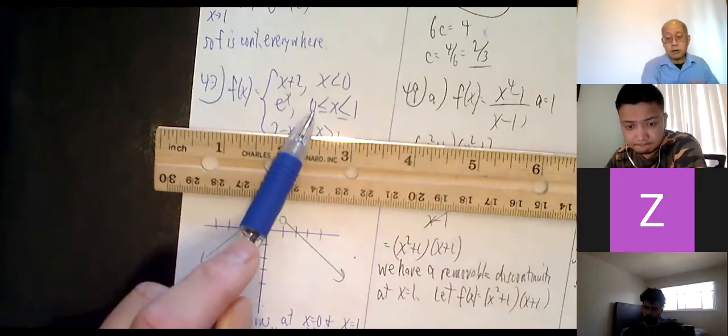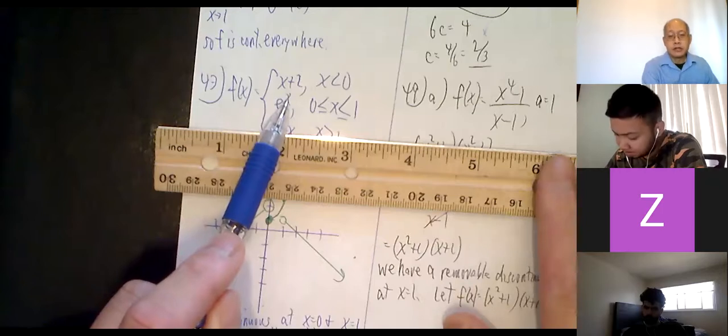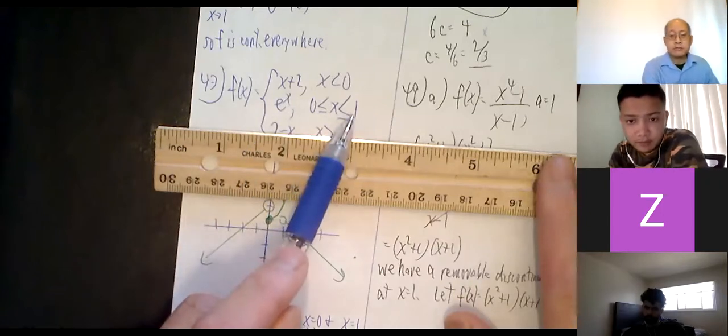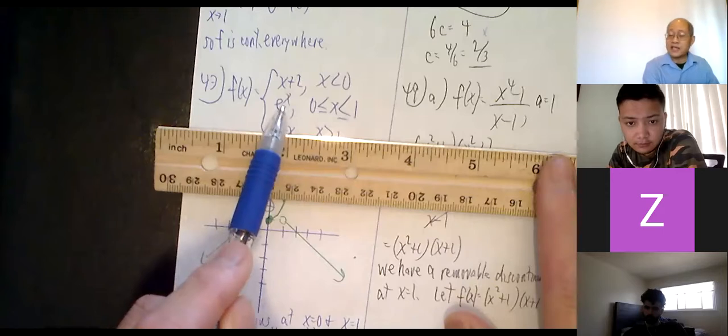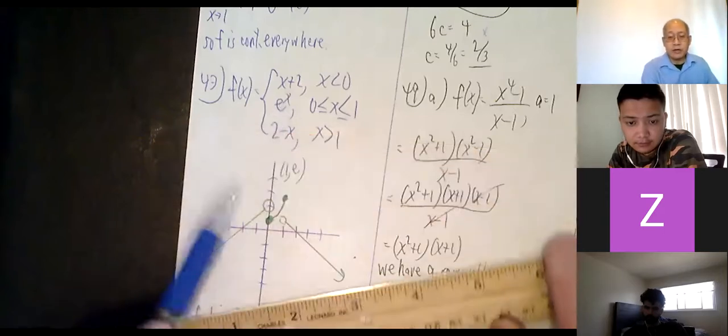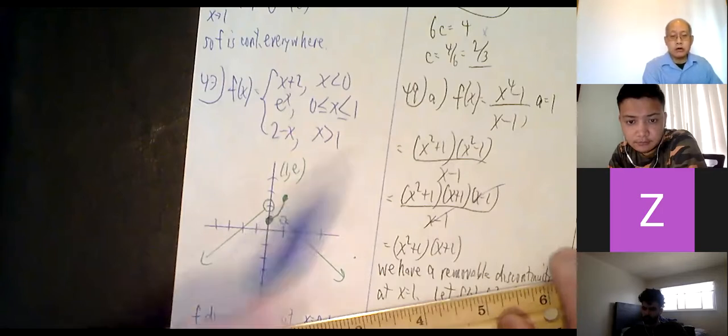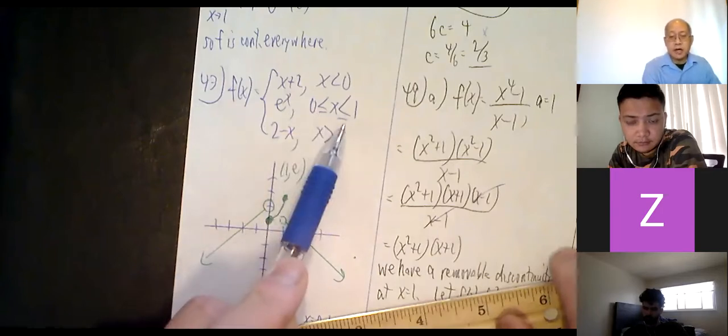What do you get when you plug in 0? e to the 0, which is 1. What do you get when you plug in 1? e to the 1, which is e. e is about 2.7, so I just graphed it somewhere like that. So there's that middle function. Closed, closed, because you have the line underneath there and there.